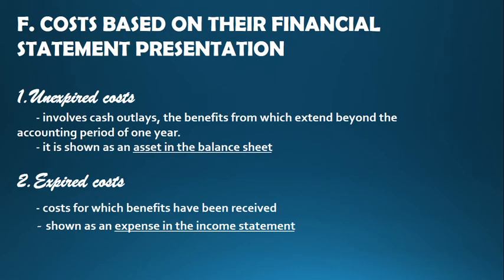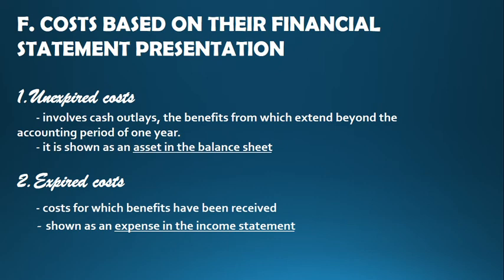We now go to costs based on their financial statement presentation. It consists of an unexpired cost and expired cost. So when we say an unexpired cost, it involves cash outlays, the benefits from which extend beyond the accounting period of 1 year. Itong important, it is shown as an asset in the balance sheet.